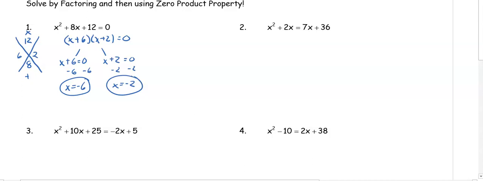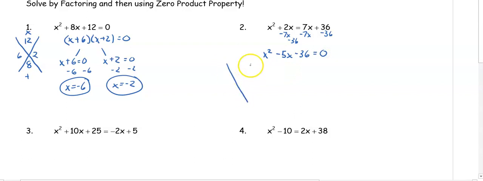In number 2, it is not equal to 0. So we are going to have to move it over to the other side. So first thing we want to do is subtract 7x from both sides, and subtract 36 from both sides. So we get x squared minus 5x minus 36 is equal to 0.